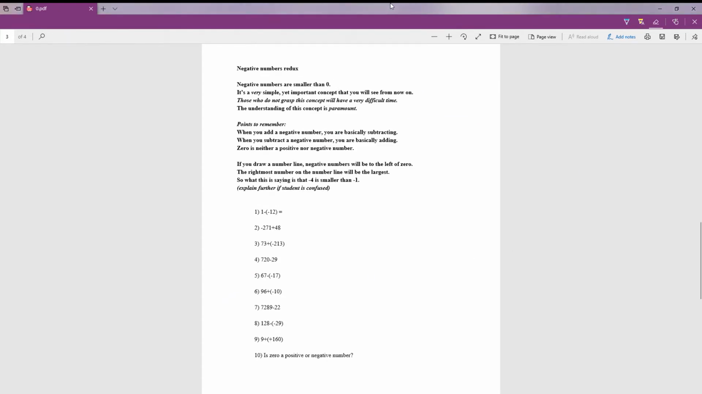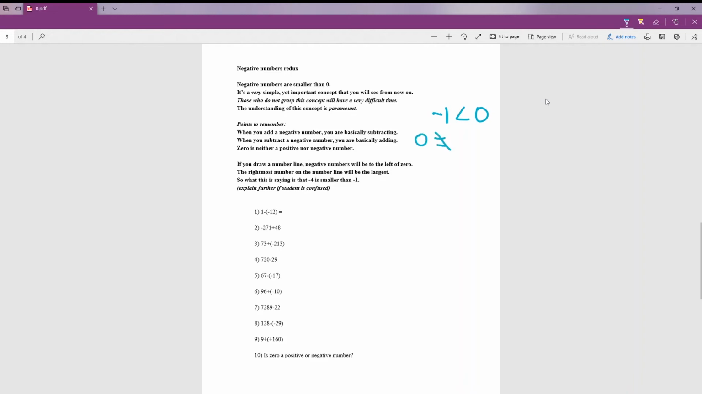Alright, now let's get to the negative numbers redux. Negative numbers are smaller than 0. Some points to remember. When you add a negative number, you are basically subtracting. When you subtract a negative number, you are basically adding. 0 is neither a positive nor negative number.